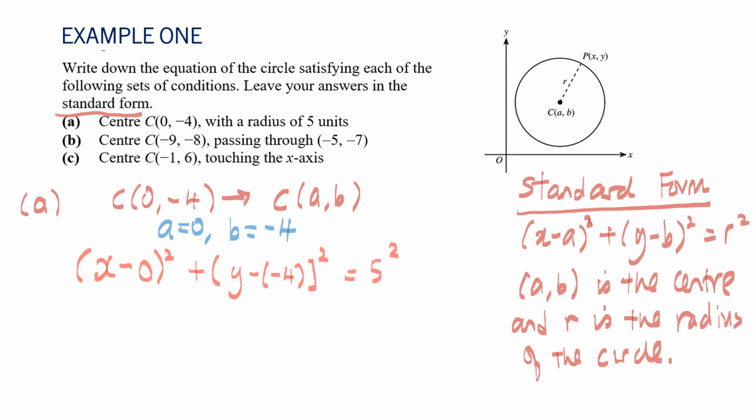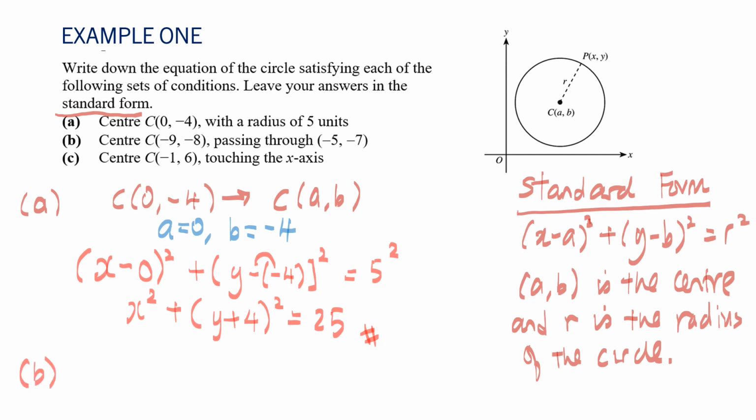If you simplify further, x minus 0 is x, so that will give you x squared, plus, negative times negative is plus, so you end up with y plus 4, squared, and 5 squared is 25. So this is the standard form of a circle. It's very easy. So you can do the same for part B.